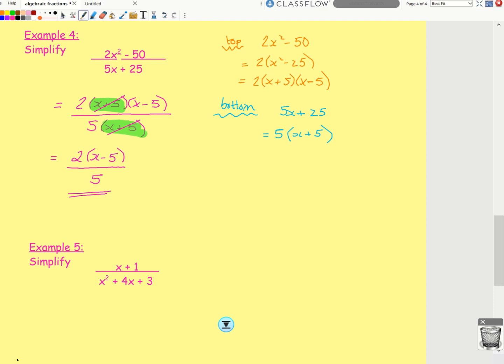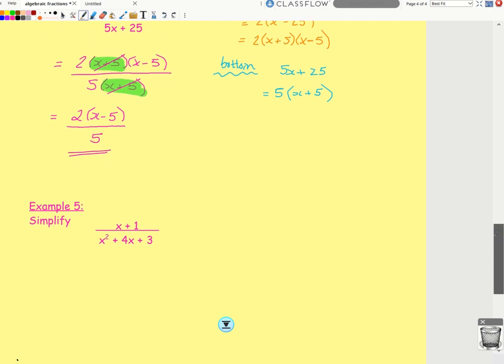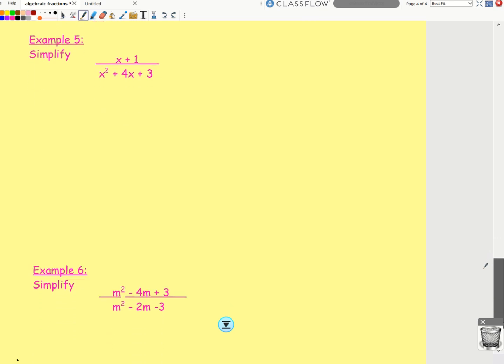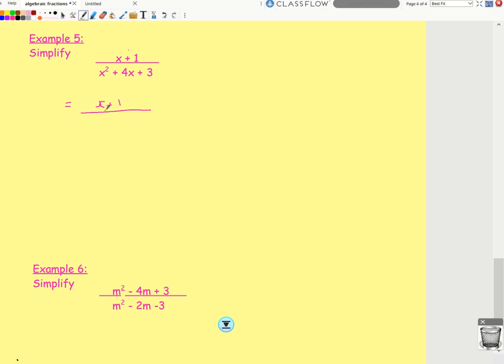Okay, now that's us went through all the techniques. 5 and 6 are just going to show us different shapes. So just keep going with it, okay? Don't skip any examples, make sure you've got them all down and you're understanding everything. Right, that top line, x plus 1, that won't factorise, so let's just go ahead and write that down as is. We know it's not going to factorise, okay? There's no common factor, it's not a difference of two squares, and there's no trinomial involved there.